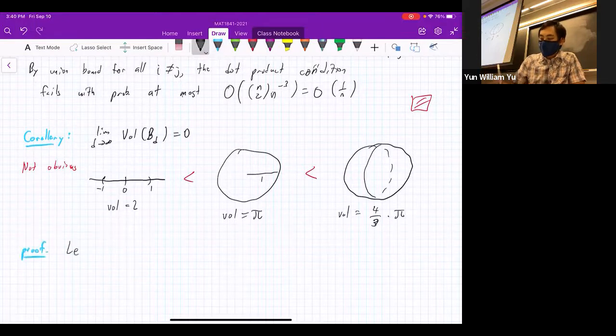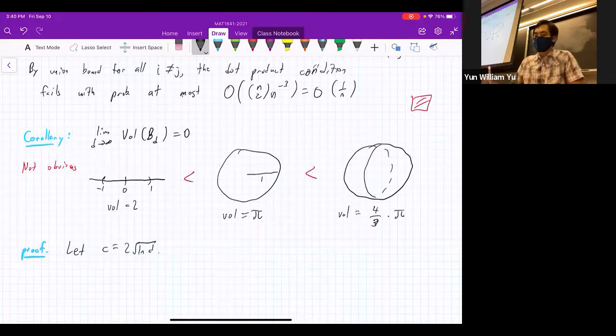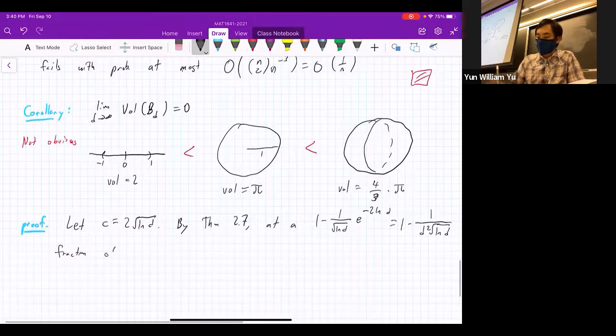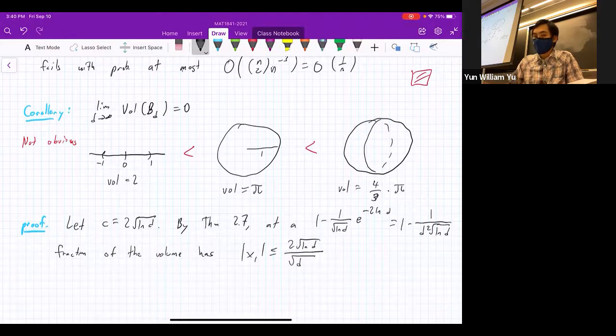So the proof here is we're going to choose some constant c that's equal to 2 times the square root of log d. Okay, so what we have is that by theorem 2.7, at least a 1 minus 1 over the square root of log d e to the, I think this is minus 2 log d. Yeah, minus 2 log d, and this thing is equal to 1 minus 1 over d squared square root of log d, a fraction of the volume has x1 less than or equal to 2 times the square root of log d over the square root of d minus 1. Okay, so we're just saying, oh, well, everything's near the equator.